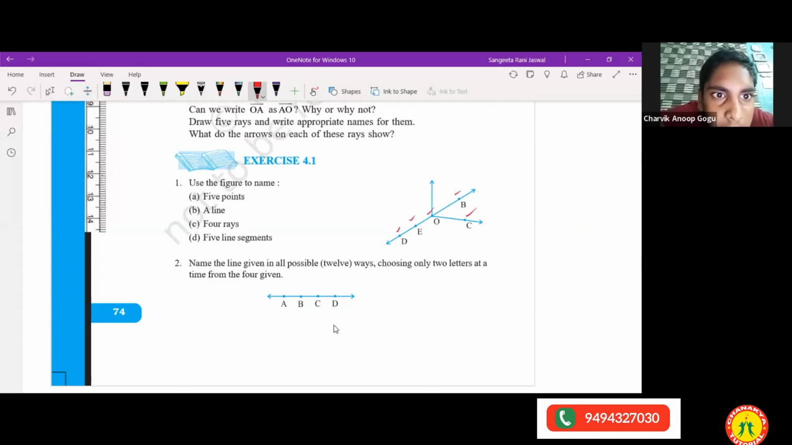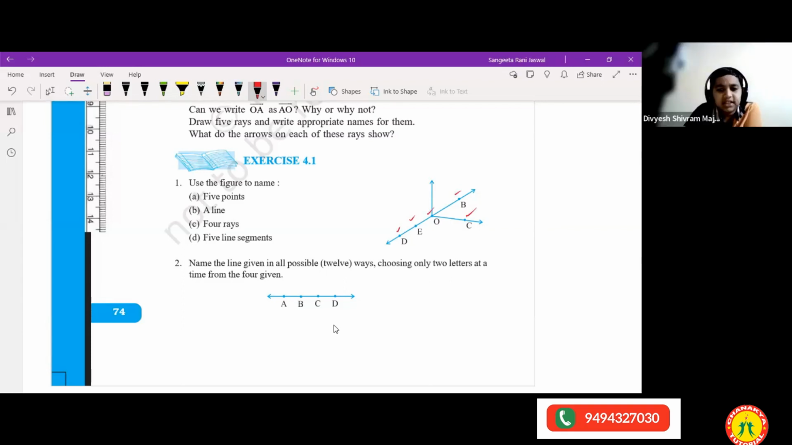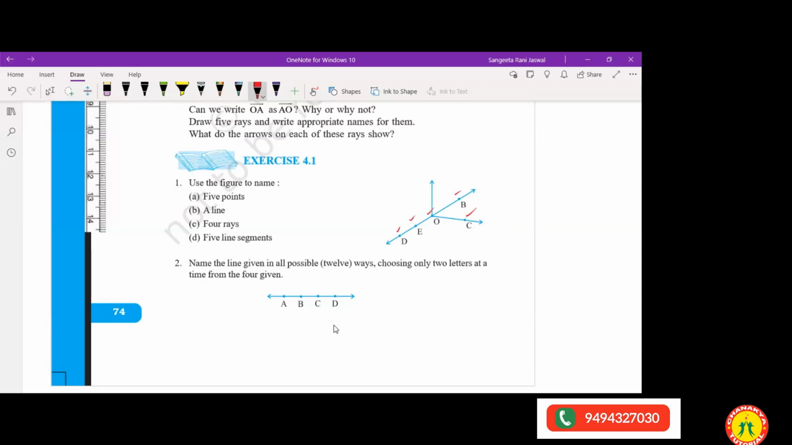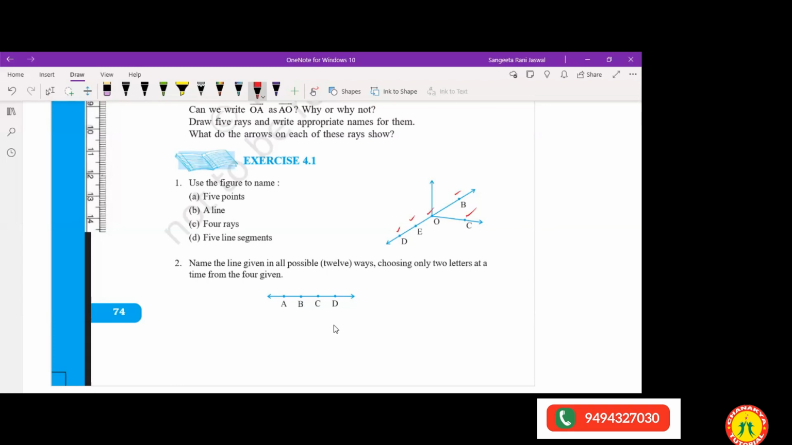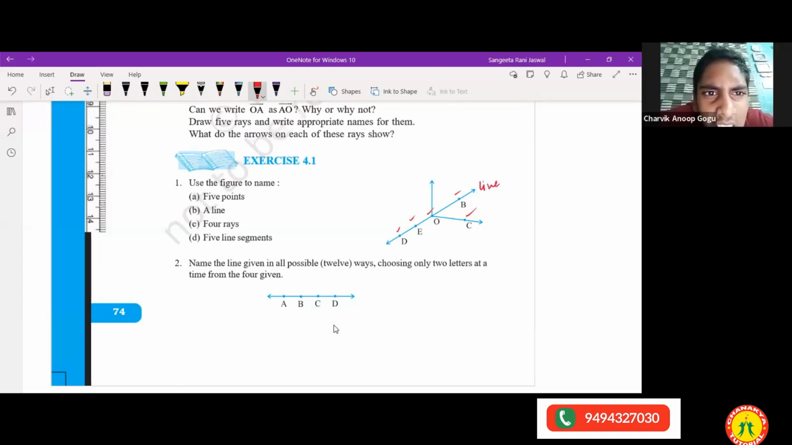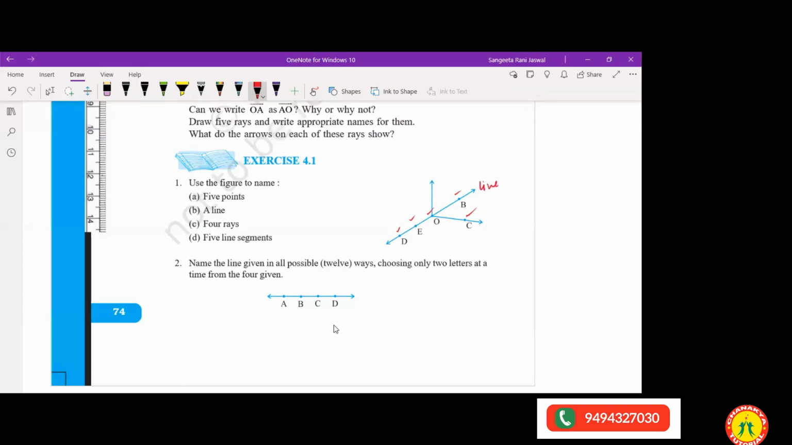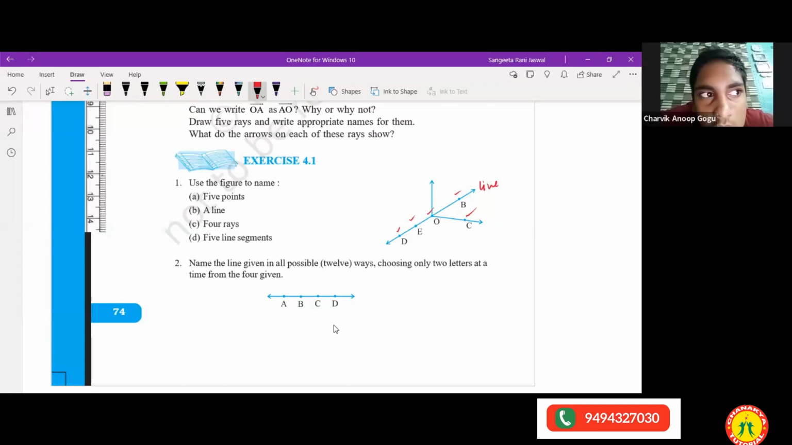Then a line. Which is a line? Ma'am, DB. OC is a ray. OC is not a line. It starts from O and extends towards C. And BD is a line. B and D. This is a line, BD. It has no end point. It has no starting point. Okay. This is the line.